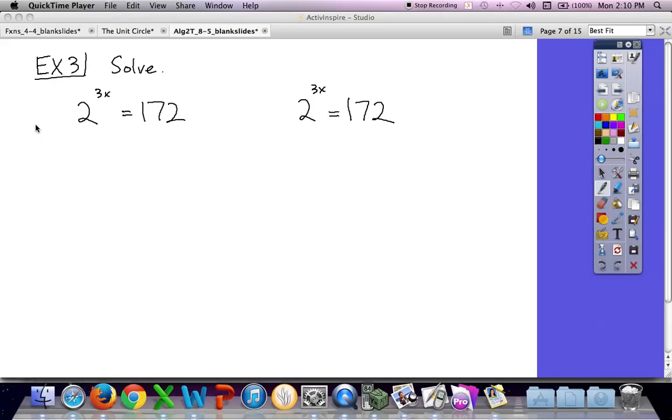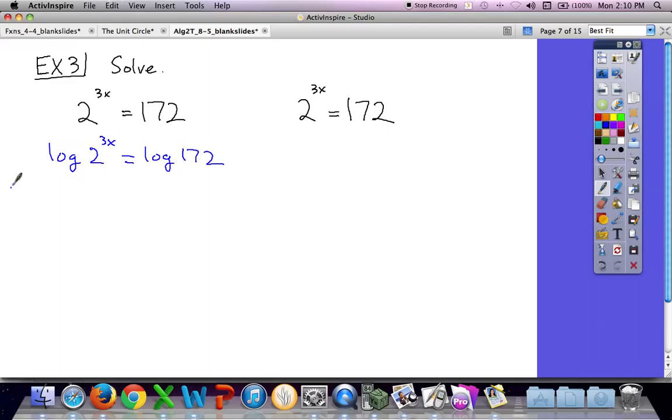Take a log of both sides, right? So log of 2 to the 3x equals log of 172. Then what would I have done? I take the 3x and I move it to the front. Oops, that's wrong.